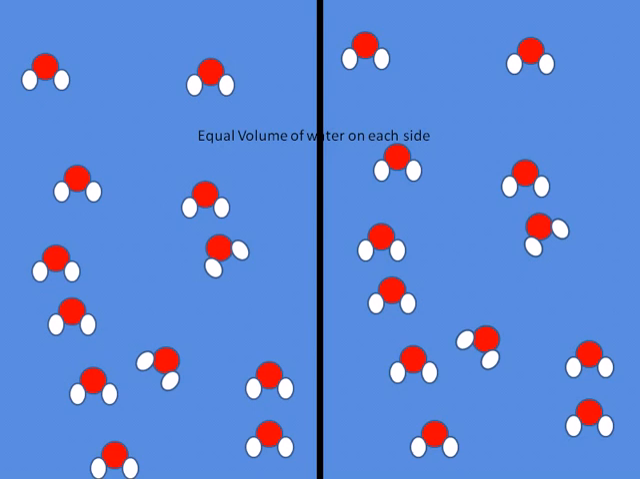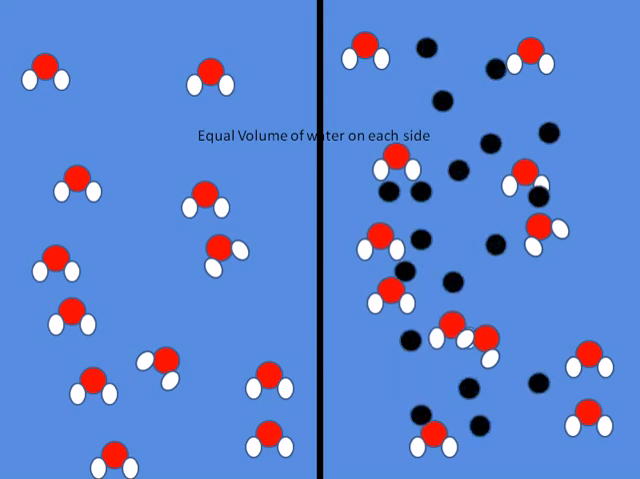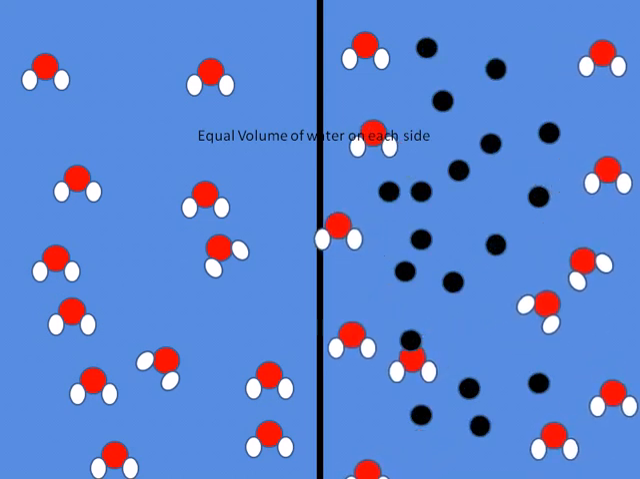The left side and the right side of the screen depict an equal volume of water. When a solute is added to the right side of the screen, the volume remains the same. However, the solutes push the water molecules further apart from one another. The concentration of water molecules has now decreased as compared to the left.